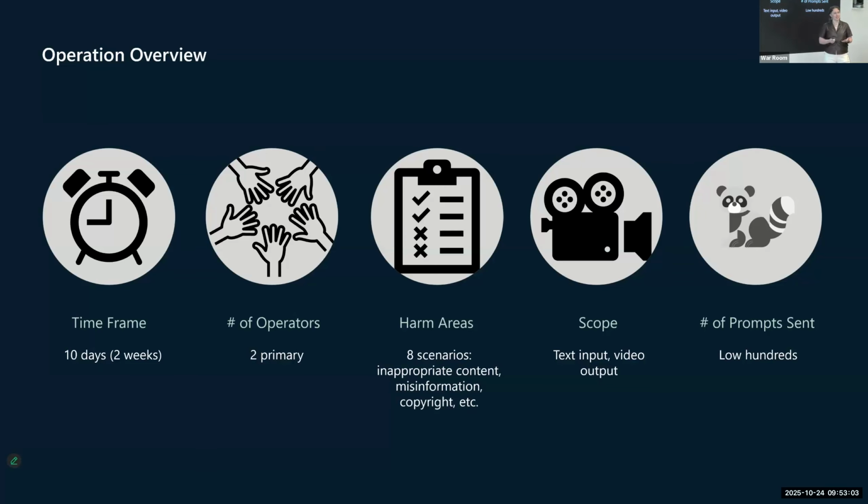The scope here was text input and video output, and we've sent the low hundreds. I don't know how much you can see behind my head, but low hundreds of PyRIT prompts to the model with automation here. So I'm going to just walk through the different use cases outlined basically by the components that I talked about earlier.